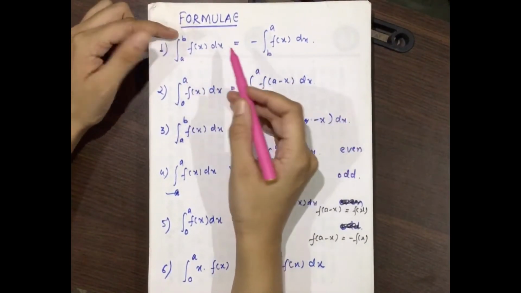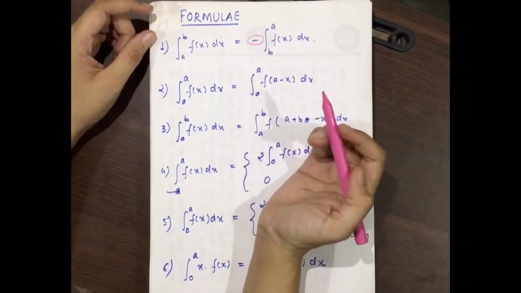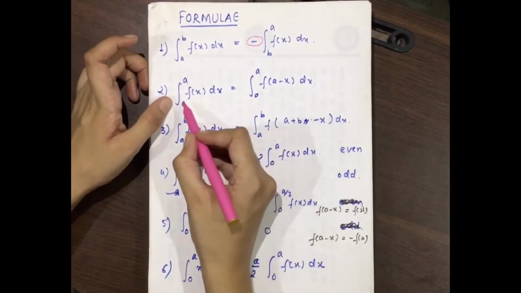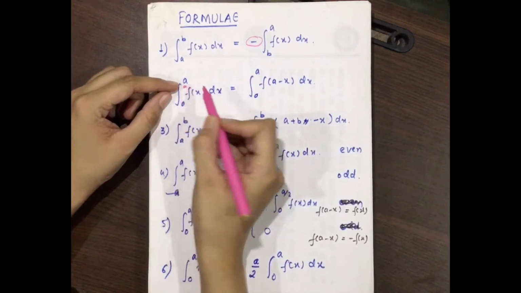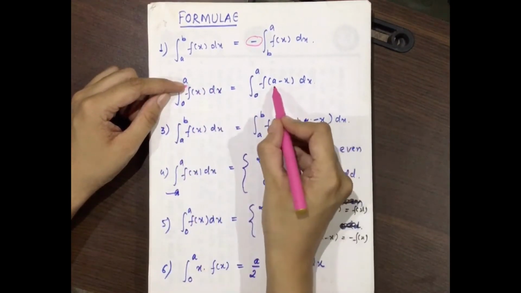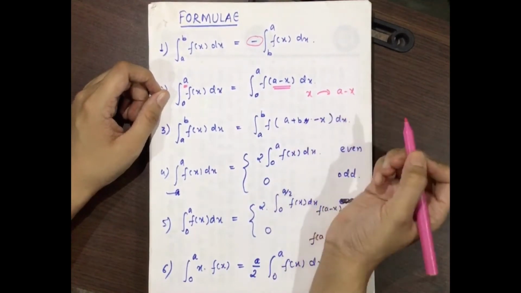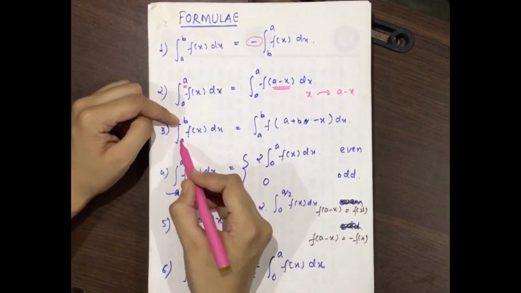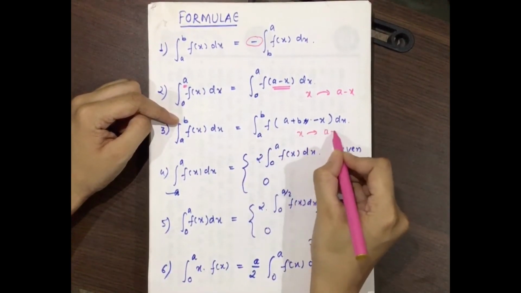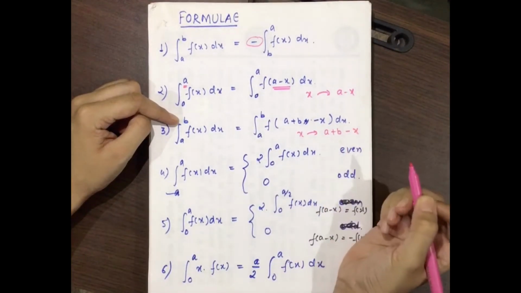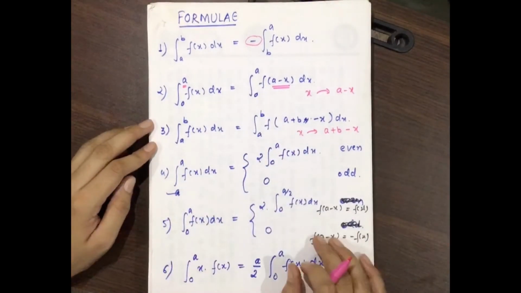So the first is, if the limit is a to b of f(x) dx, then if we change the limits we get the minus sign here. Now the second formula is, if the limit is 0 to a, then f(x) can be written as f(a - x). So x is changed to a - x. Now the third one, if the limit is a to b, then it can be changed as a + b - x. Formulas can be understood by doing questions.